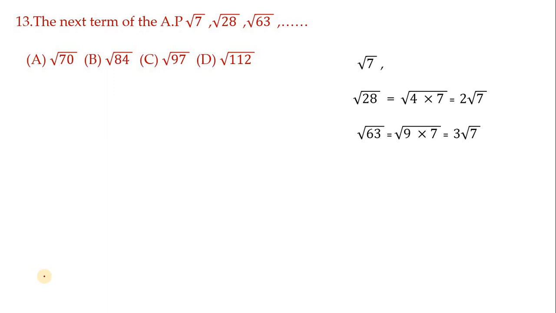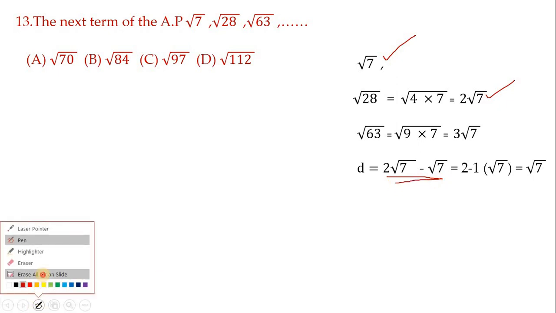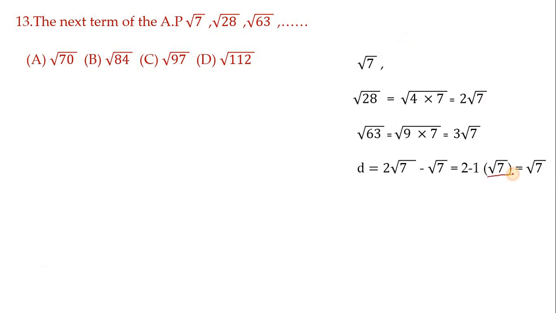Now let us find D, children. I hope you are getting why we are going to find the D. If we get the D value, that D value added to the third term gives the fourth term. That is our agenda here. So how to find the D value? Second term minus first term. So second term is this, first term is this. In these two, what is the common factor? Root 7 you have to take as common factor.